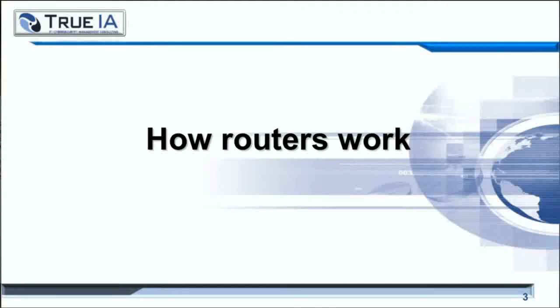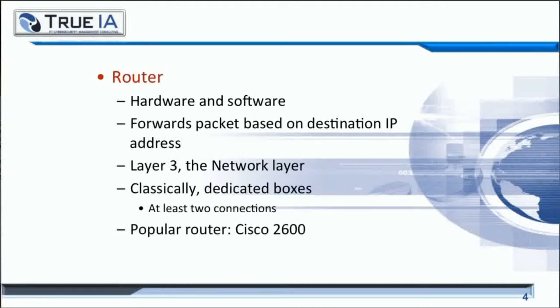First, let's take a look at how routers work. A router is a piece of hardware with a piece of software inside. It forwards packets based on a destination IP address. They operate at layer 3 of the OSI model.